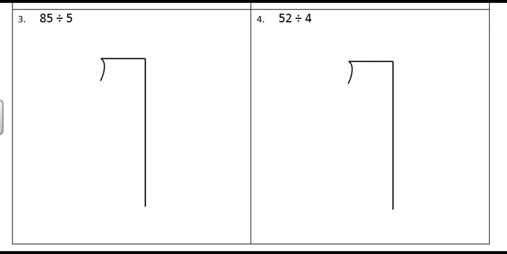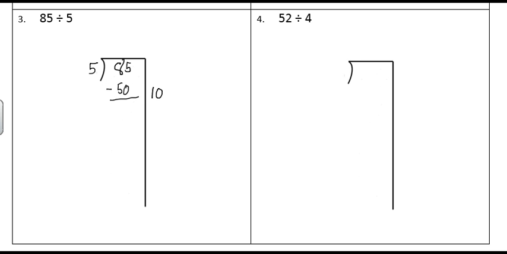Let's look at a couple more problems, bearing in mind that, again, these are just possible solutions. Students might not all solve them the same way, which is fine. This problem is 85 divided by 5. 85 is my dividend. 5 is the divisor. I'm going to start by taking 10 groups of 5 out of 85. 10 times 5 is 50.